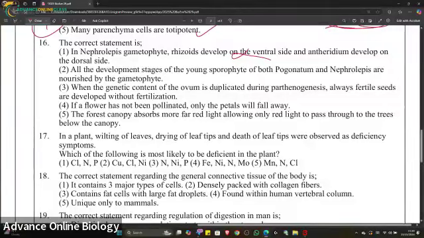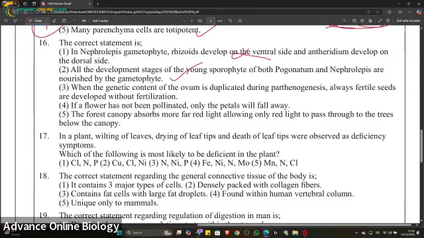All the development stages of the young sporophyte of both Pogonatum and Nephrolepis are nourished by the gametophyte. Not wrong either. I feel it's okay.